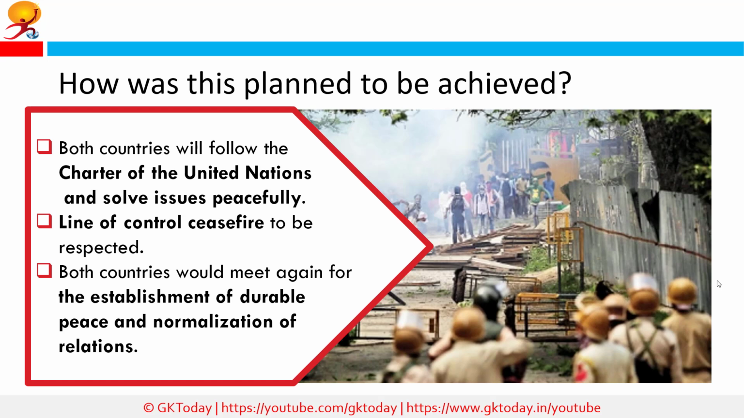And finally, both governments had also agreed that their respective heads would meet again at a mutually convenient time. In the future, the representatives of the two sides will meet to discuss further the modalities and arrangements for the establishment of durable peace and normalization of relations, including the questions of repatriation of prisoners of war and civilian internees, a final settlement of Jammu and Kashmir, and the resumption of diplomatic relations.